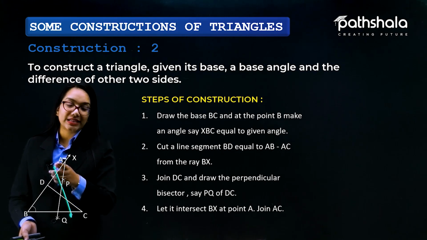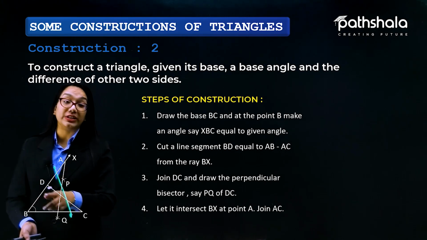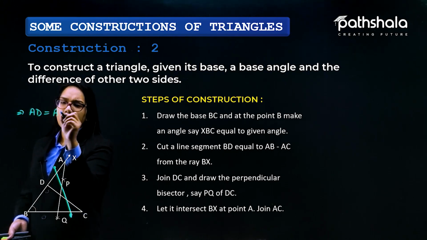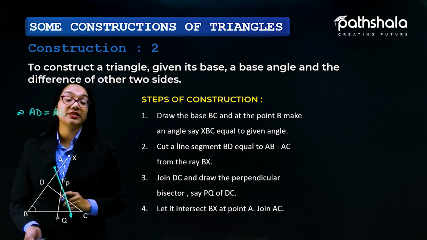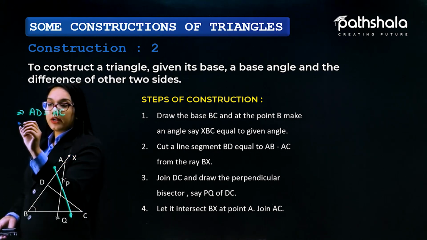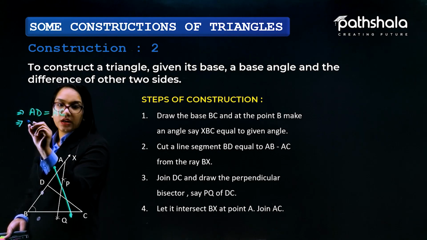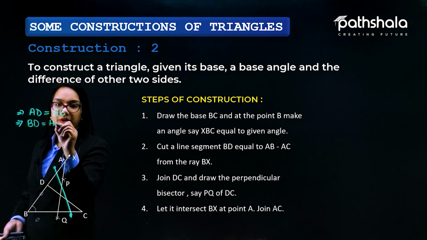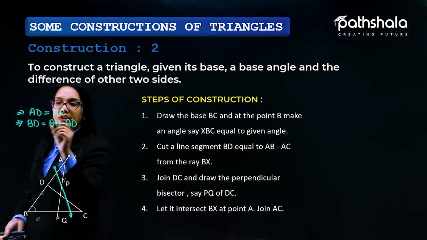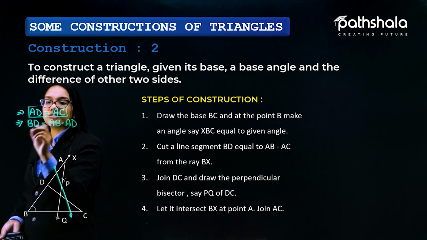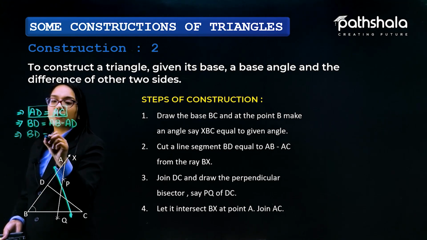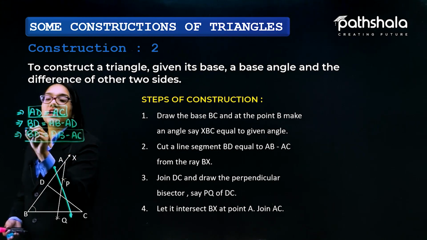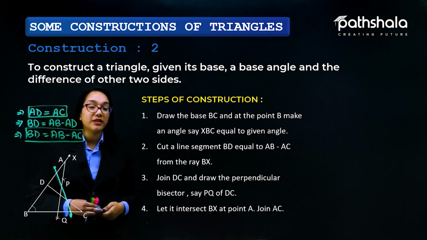If this point A is lying on the perpendicular bisector of DC, it implies that AD should be equal to AC. AD should be equal to AC if it is lying on the perpendicular bisector. So let us suppose I'm talking about BD, then we can write BD as AB minus AD, and further we know that AD is equal to AC, so we can write BD is equal to AB minus AC, and that's how we have taken BD, which is equal to AB minus AC.